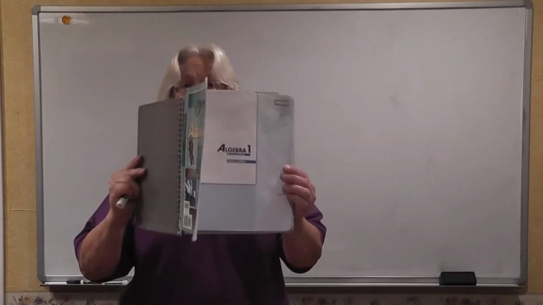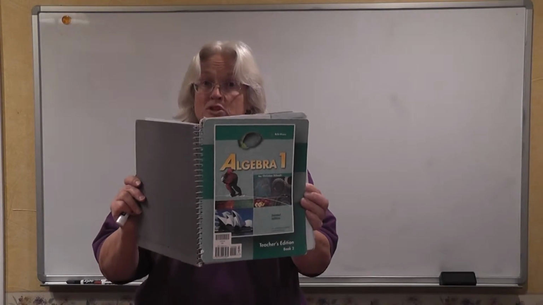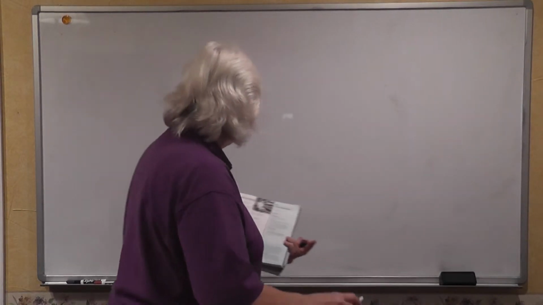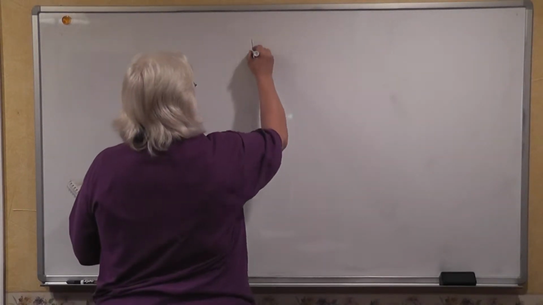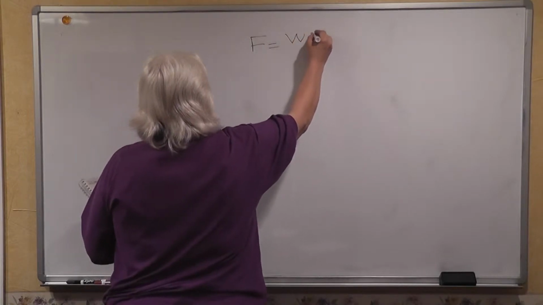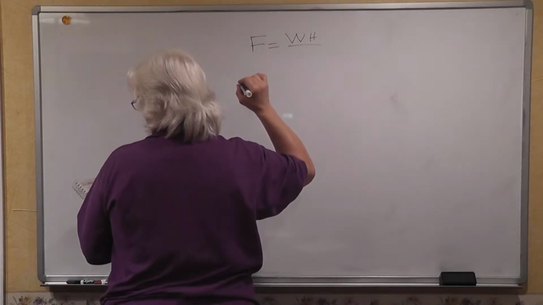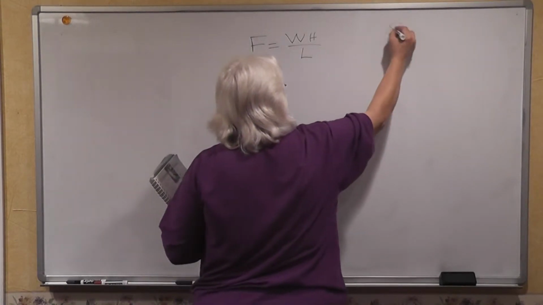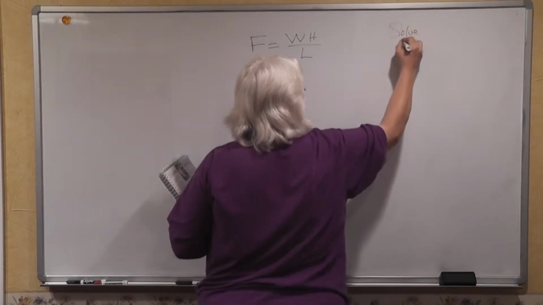Okay, page 535 if you're using this text. Algebra 1 for Christian Schools, 2nd edition, published by Bob Jones University Press. Example 1 says, solve F is equal to WH over L. Solve for H.